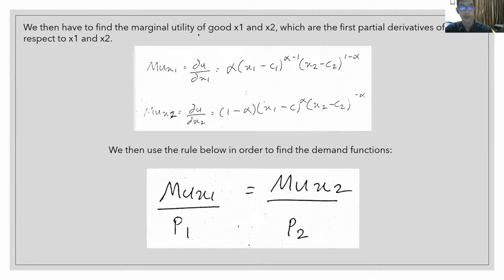Then to find the marginal utility of good X1, we have to find the first partial derivatives of U with respect to X1 and X2. So this is the marginal utility of X1 and marginal utility of X2, basically the same thing as the first partial derivatives of U with respect to X1 and X2. We now can use this rule in order to find the demand functions.